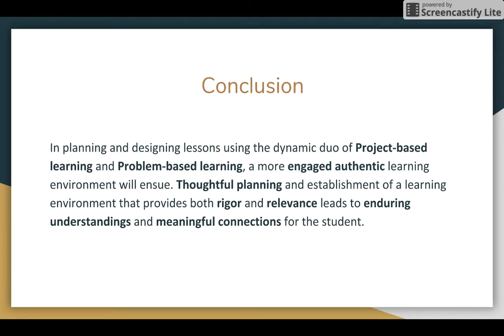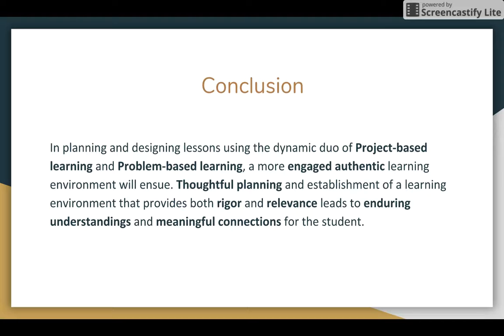So in planning and designing lessons, we know that when you include both of these PBL approaches, you're going to get a more engaged student. And engagement leads to motivation, which leads to learning. It just is a catalyst in best practice, not only in teaching, but in learning.